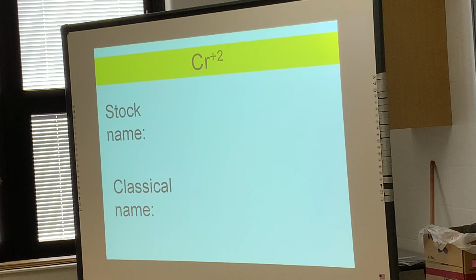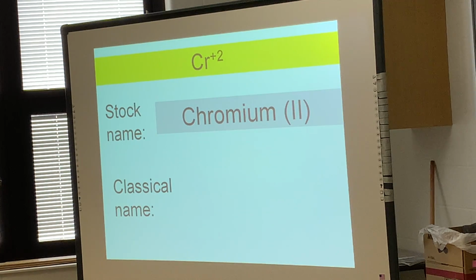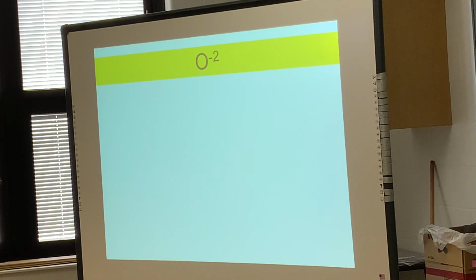Alright, Cr positive 2, what are the two charges for chromium? 2 and 3. This is the lower charge, so this is chromous, or chromium 2. O negative 2, oxide.